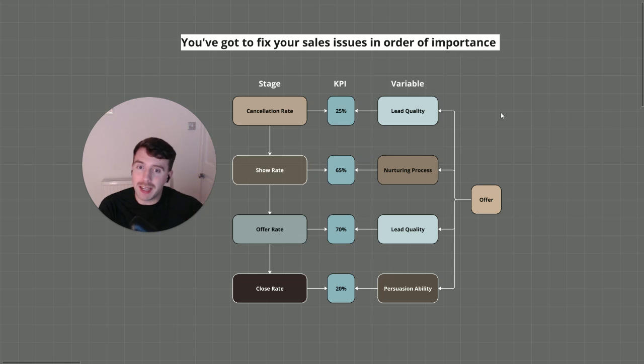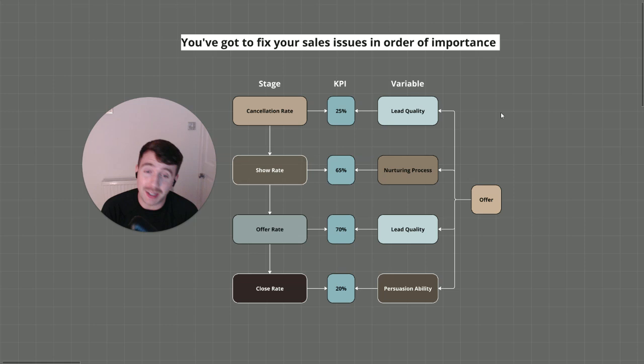All I'm trying to say is, if you could just take your show rate from 30 to 60%, you'll double the business. You'll double the number of sales you're doing every single month just by doubling the show rate, because double show rate means double the amount of offers, double the amount of closes. It is that simple.